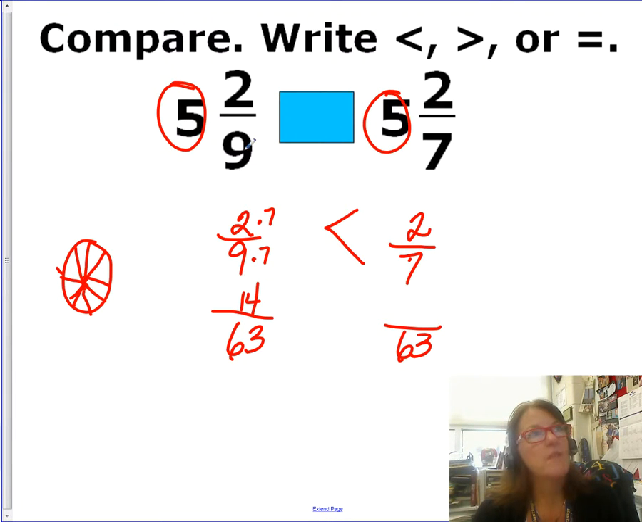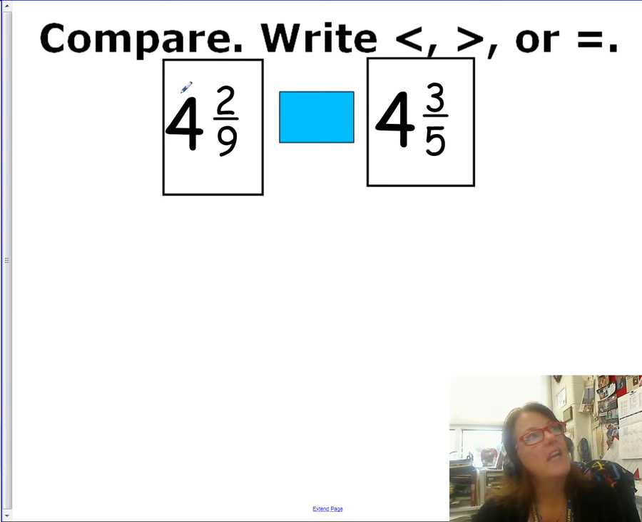63 is the first number that works. In fact, you could always multiply the 2 together to get a common denominator. You may not always get the smallest one, or the least common denominator, but you always get a common one. In this case, this is the least common denominator. So 14/63 times 9/9 is 18/63.